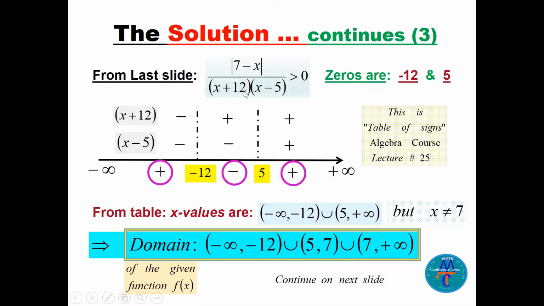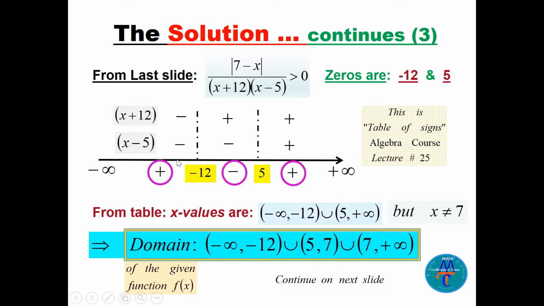Now here in the denominator, I look at each factor and then I ask, what number will make each factor 0? I will use that in the table of signs here. This number will be minus 12, so we call it a 0 of this factor, and here the 0 will be 5. So I can put here 5 and then minus 12. I'm trying to build the table of signs, which is in the algebra course, lecture number 25. If you want to go and see it, more questions are there. So I put here the factors, x plus 12, x minus 5.